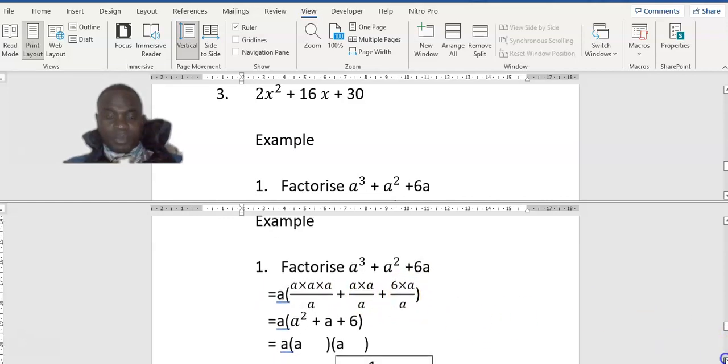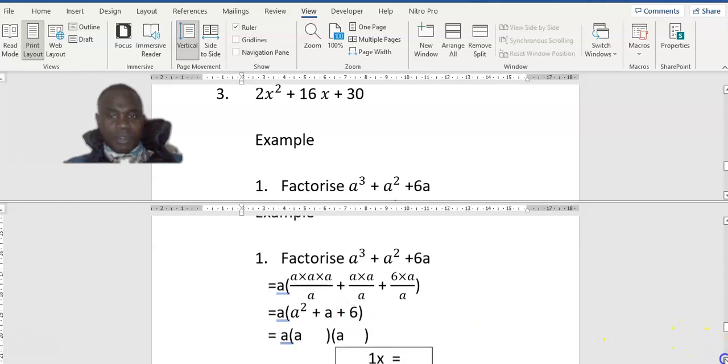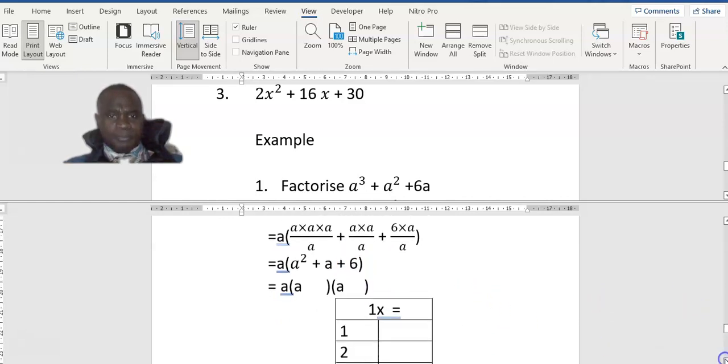Okay, so this a will cancel this one, so it's going to remain a times a, which is a squared, plus this a will cancel this one. We are going to have a plus this a will cancel this one. We are going to have 6. Now this a is already out. We are going to factorize what is in the bracket now.